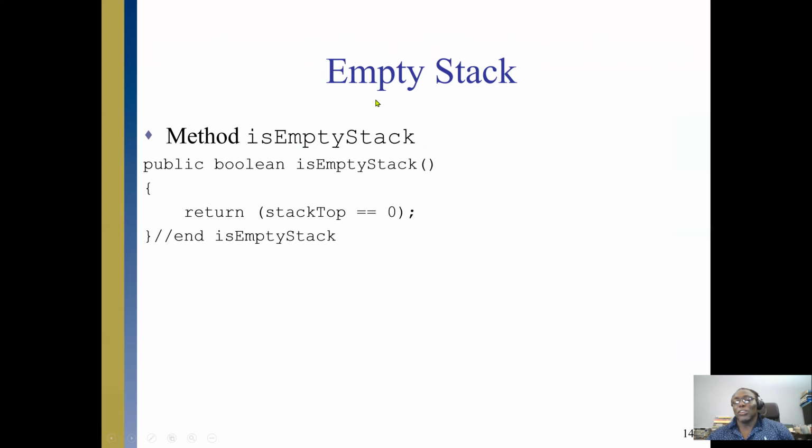Next is to check if the stack is empty. So here, to check if a stack is empty, we just want to check if the stack top is equal to 0. If it's equal to 0, it means there's nothing in the stack. So here we are going to return stack top equal to 0. If it's true, then it's empty. If we return false, it means it's not empty.